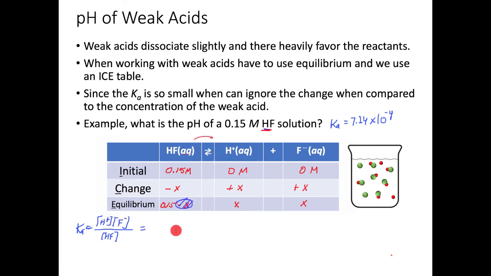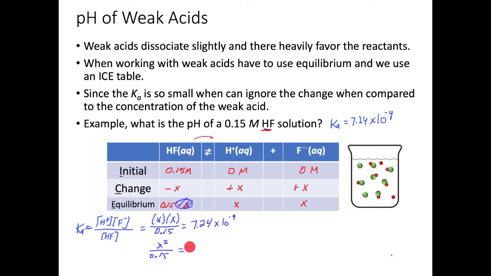We know that the hydrogen ion is x, and we know that the concentration of the fluoride ion is also x. We're going to put that all over 0.15, and that's equal to 7.24 times 10 to the minus 4. Now, if I solve for this, I can solve for x, because this will be x squared on the top, so x squared is equal to 0.15 on the bottom.